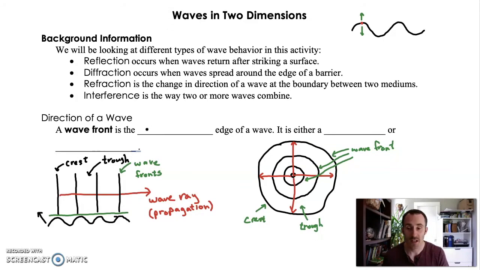So a wave front is the leading edge of a wave. Usually we would call it a crest. We would label a crest the wave front, but you could make it a trough, and that's not a problem. It is either a crest or a trough. There aren't really any other options. You wouldn't label some point in between a crest and a trough as the wave front. It just wouldn't be practical.